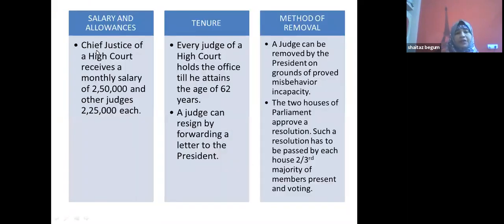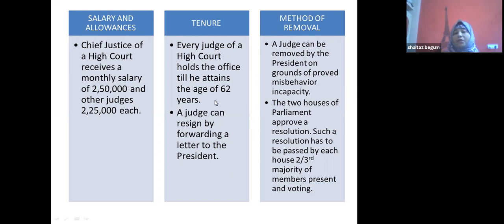Salary and allowances. The Chief Justice of a High Court receives a monthly salary of 2,50,000 and other judges 2,25,000 each. Every judge of a high court holds the office till he attains the age of 62 years. That is the retirement age of a judge of high court. The judge can resign by forwarding a letter to the President of India, because he is the appointing authority for them.